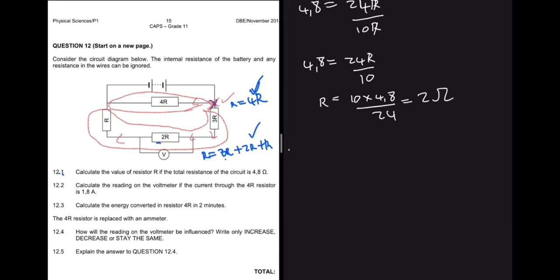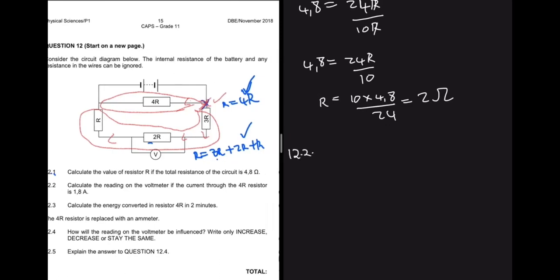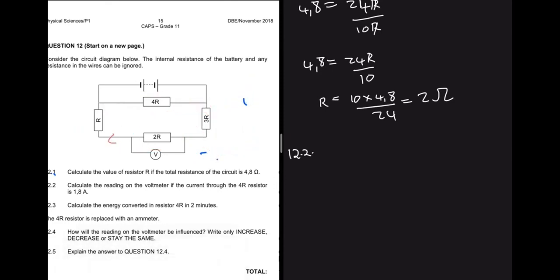And now for 12.2, it says calculate the reading on the voltmeter if the current through the 4R resistor is 1.8 amps. So fine, let me just erase this so that we can have some clarity. So we know that the current here I is equal to 1.8 amps, right? And then we're supposed to calculate the reading on this voltmeter here.